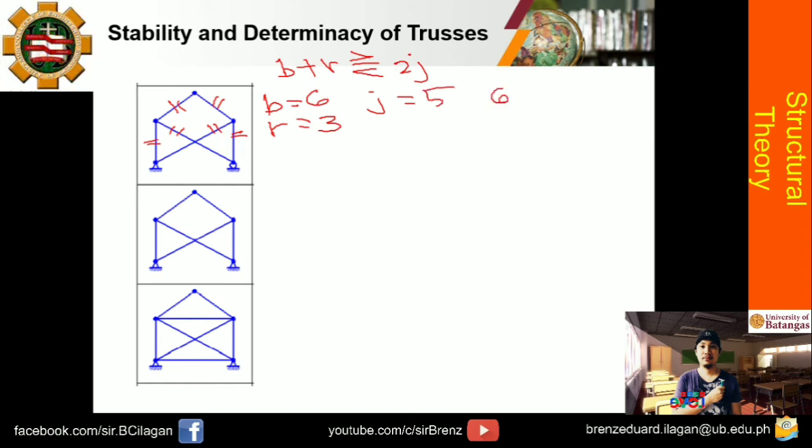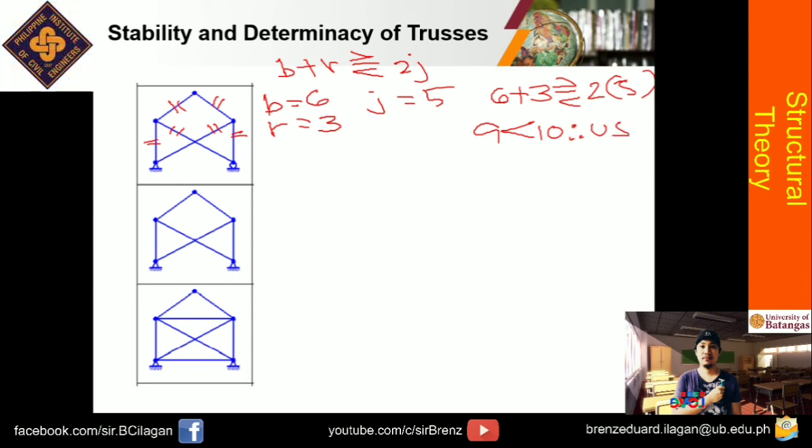So 6 plus 3 is greater than equal or less than 2 times 5, or 9 is less than 10. So if that is the case, therefore this is unstable. Okay? So, sunod, ang nangyari lang, anong napalitan sa kanya? Itong kabilang reaction. So, same lang din naman yung member. Pareho lang naman, di ba?